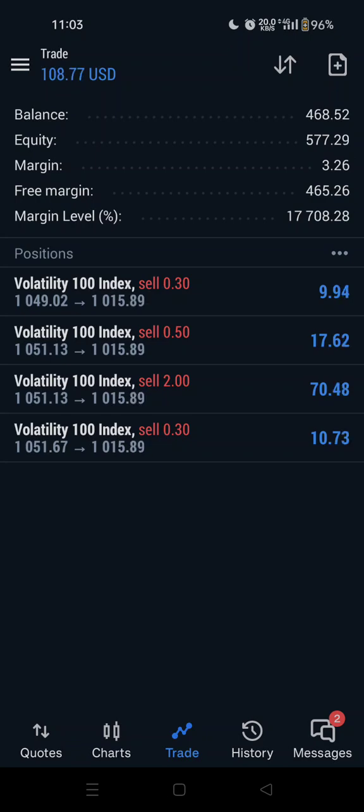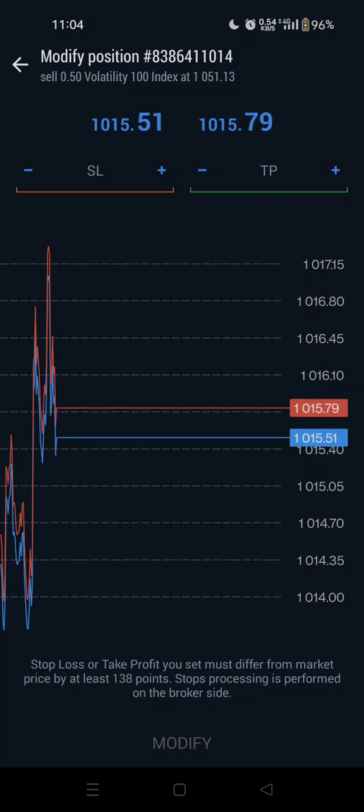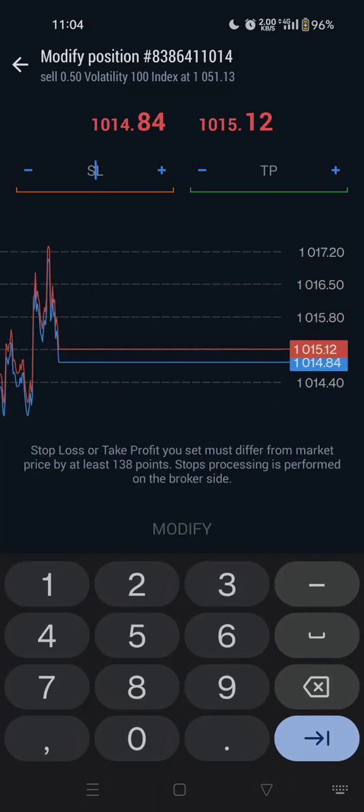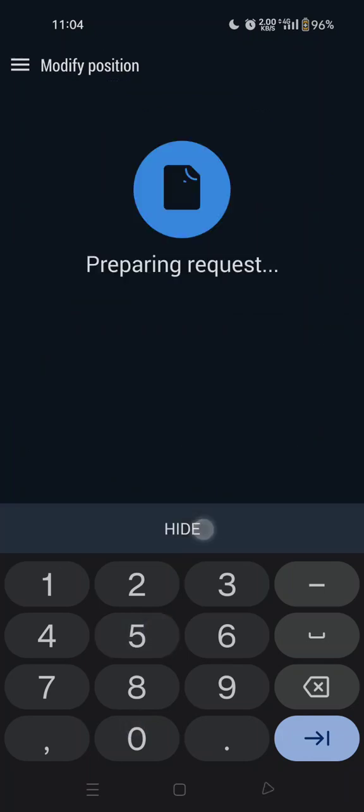What am I left with? You see, my lot size has reduced. I have 0.3, 0.52. I can decide to do the same thing on this very one now. And then my risk is now at the minimum. I have totally risked off. So I can now decide to adjust this stop loss to entry. That's 1051. I can decide to adjust it to entry as well, 1051.